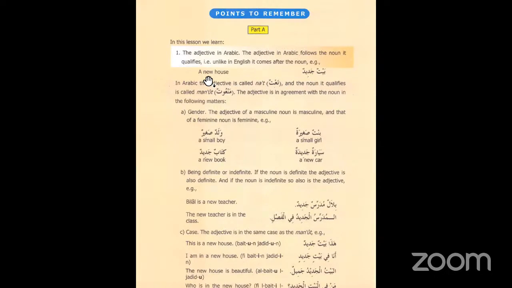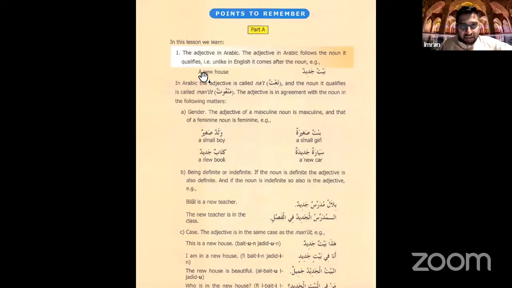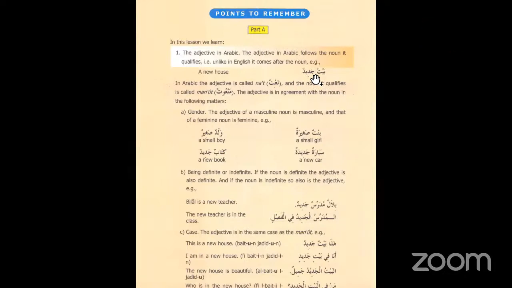So in English, the word new comes before the house which has been described. So the adjective comes first. But in Arabic, it is the other way around. Baytun means house, Jadidun is new. So it is the other way around in Arabic. So baytun jadidun. Everyone got this? Yes. Okay, continue now.